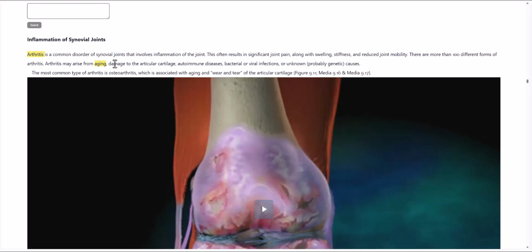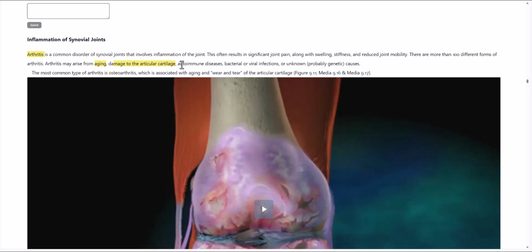That arthritis and that aging can lead to damage of the articulating cartilage. Recall, cartilage is an avascular tissue. It does not regenerate. So once that articular cartilage is worn down, it's gone. And now you have bone on bone movement, and that's very painful, hence the pain associated with arthritis.